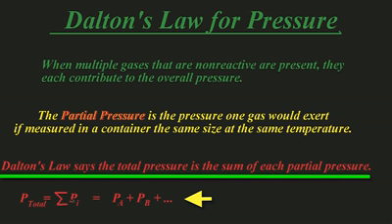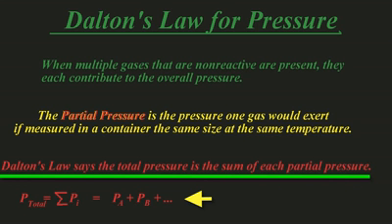The total pressure would be the sum of each of these partial pressures. And that's basically Dalton's law right here. So given a bunch of gases, each with their own partial pressure, you add them up, you get the total pressure.